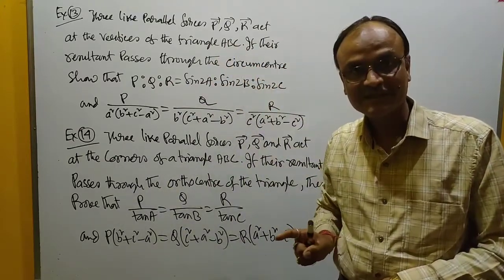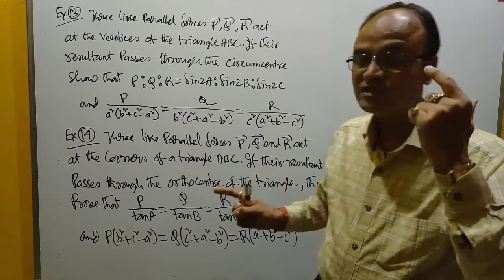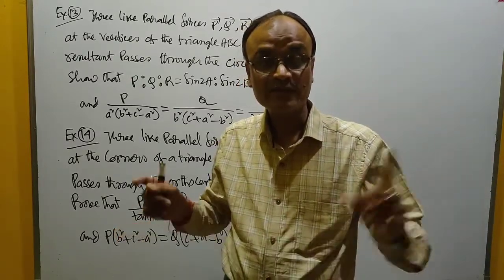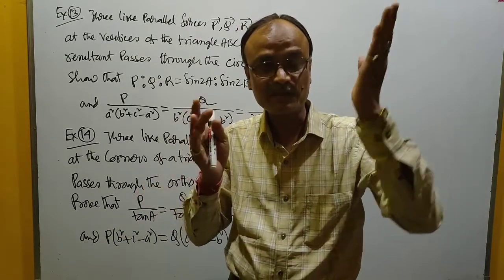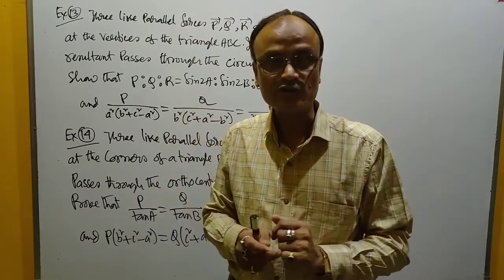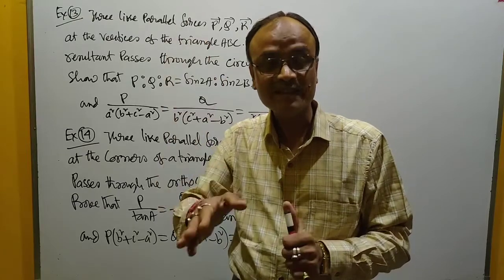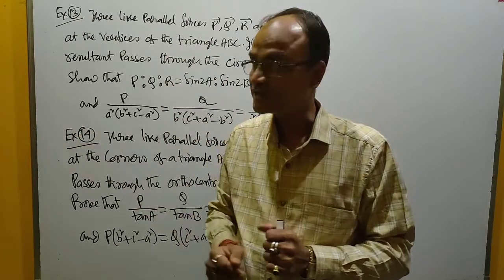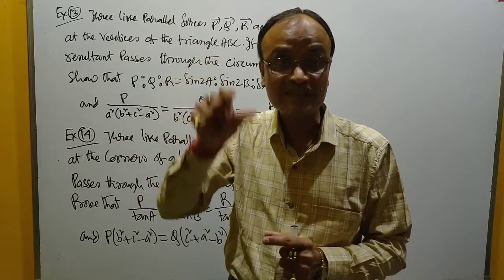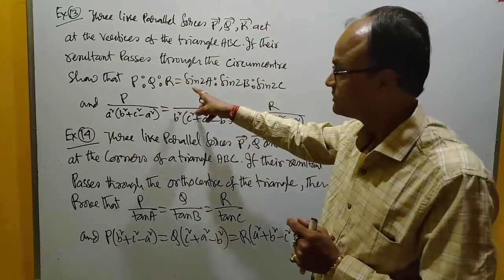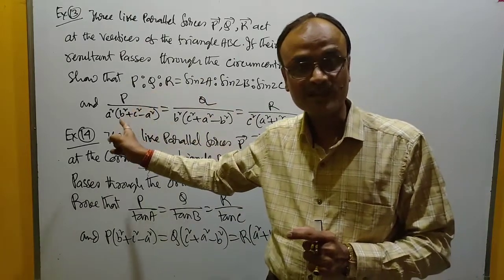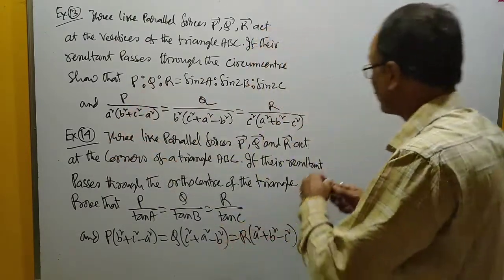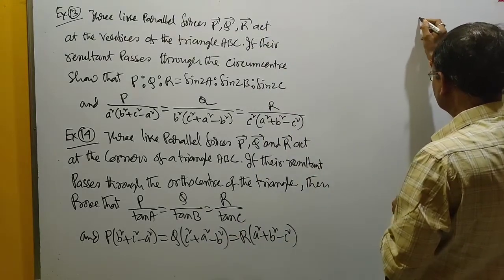the circumcenter. In today's first question, the resultant passed through the centroid of the triangle. In the second question, if the resultant passes through the centroid of the triangle, P is equal to Q is equal to R. If the resultant passes through the incenter of the triangle, then P by small a equal to Q by small b equal to R by small c. And if the resultant passes through the circumcenter of the triangle, then P by sin 2A equal to Q by sin 2B equal to R by sin 2C. It's very interesting, and let us try to solve this problem.